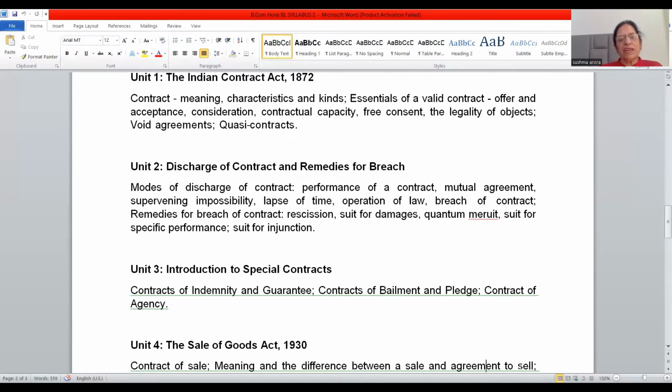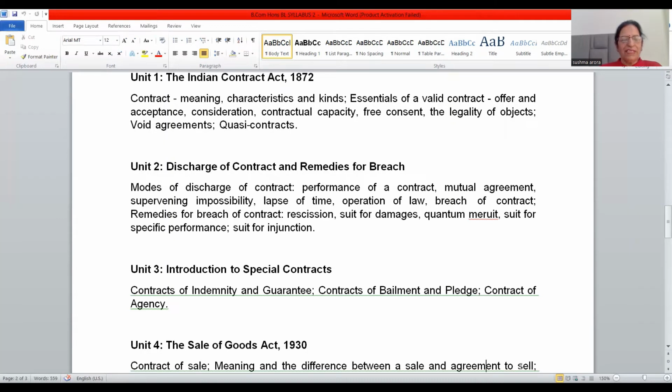How the contract comes to an end? There are 5 to 6 ways in which the contract comes to an end. What is breach? Breach is non-fulfillment of the respective obligation under the contract. Breach can be of two types. One is actual breach and second is anticipatory breach. Then all these are the remedies: rescission, then suit for damages, quantum meruit, suit for specific performance, and suit for injunction.